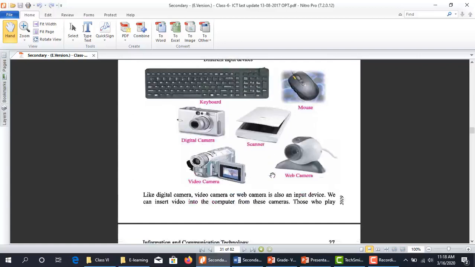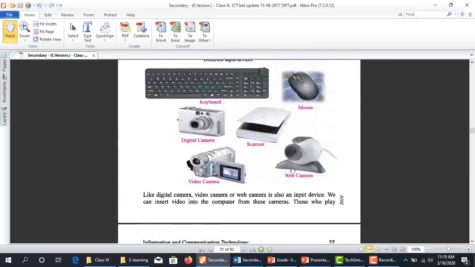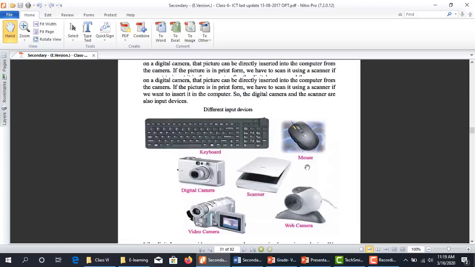So we have already known about some input devices: keyboard, mouse, digital camera, scanner, video camera, web camera. All of these are very important for providing inputs. If we want to give some input, we definitely need a keyboard, and we have to click it. If we want to click something, if we want to operate something, we need a mouse, right?